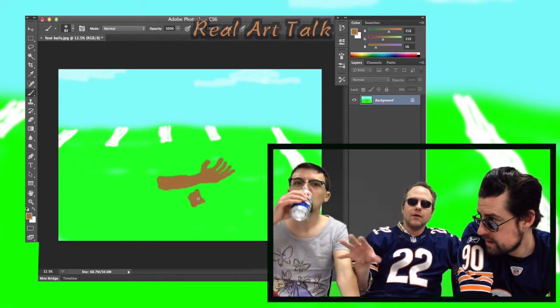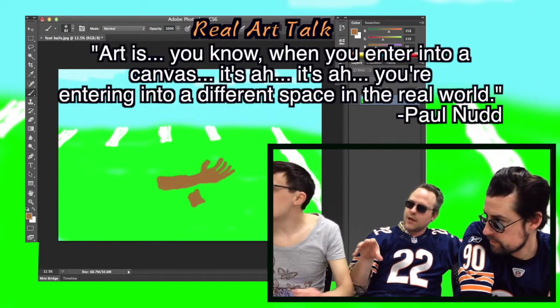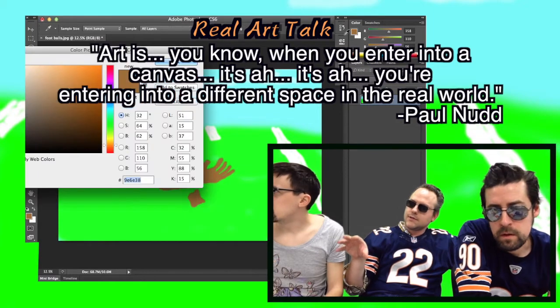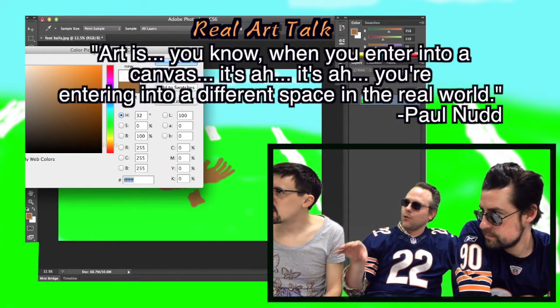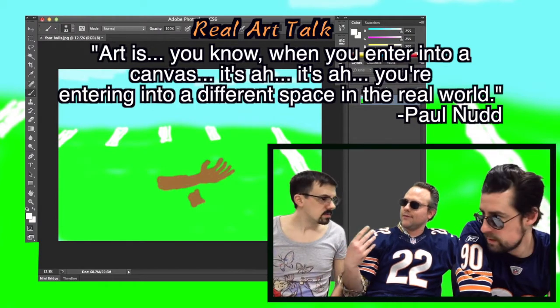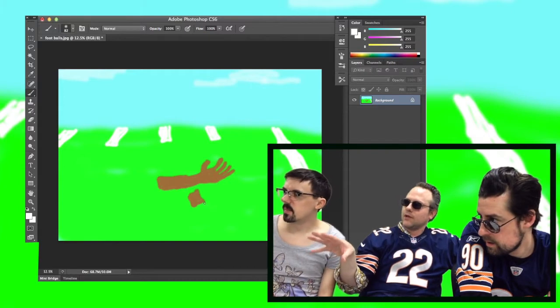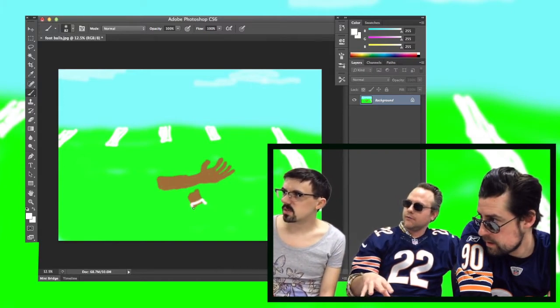Can you art with white? Art is, you know, when you enter into a canvas, you're entering into a different space in the real world. Do you understand that? The power of metaphor. Yes, 4D iconography art, and what happens on canvas. I'm still not sure what that has to do with the severed arm. It doesn't necessarily happen on Fox Sports.